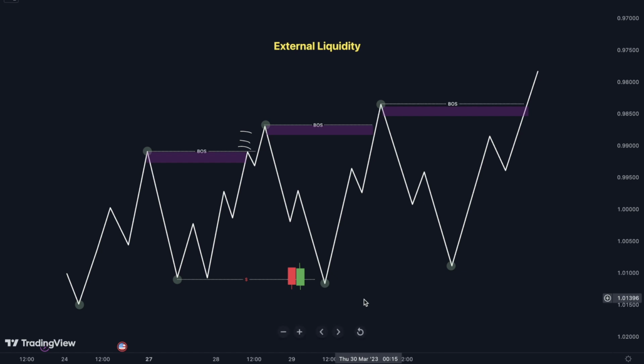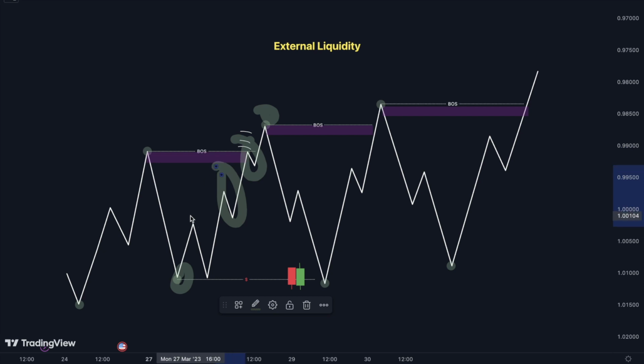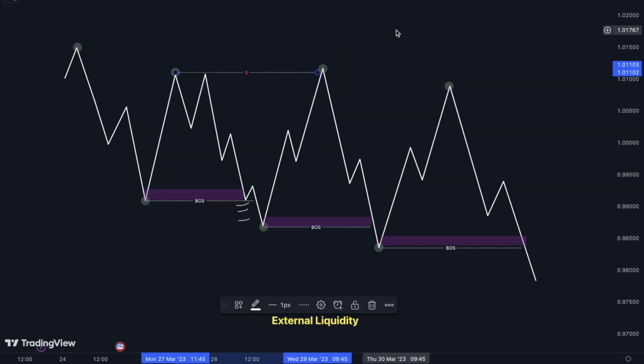And all the manipulation that happens in between these two swing points, for example, in these two swing points, every manipulation that happens here, this and all this is internal liquidity, which we will see further. Let me show you a few examples in the chart, and then let's move to internal liquidity, which is more important.